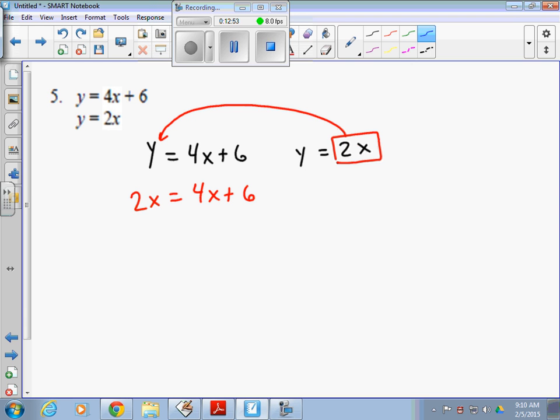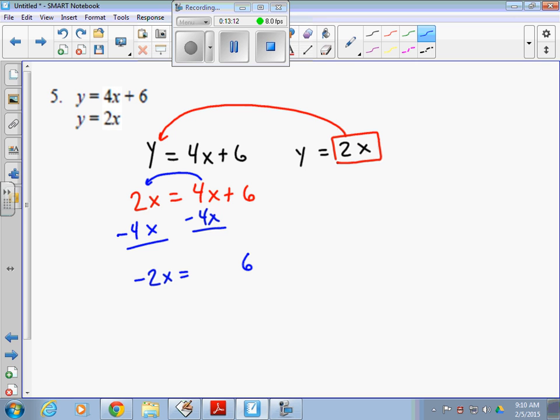Even though 4x is bigger than 2x, since we already have a 6 on the same side, I'm going to move the larger 4x over to the smaller 2x side. It's positive, so that means plus. Undo it by subtracting 4x. If you do it there, do it here. 2x minus 4x is negative 2x.